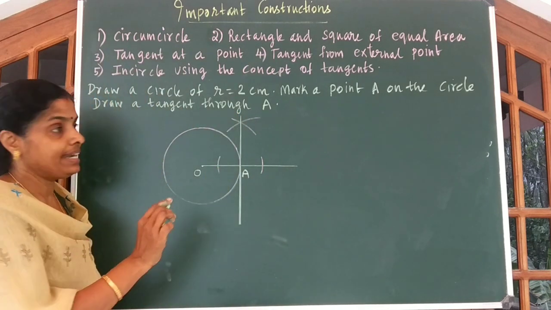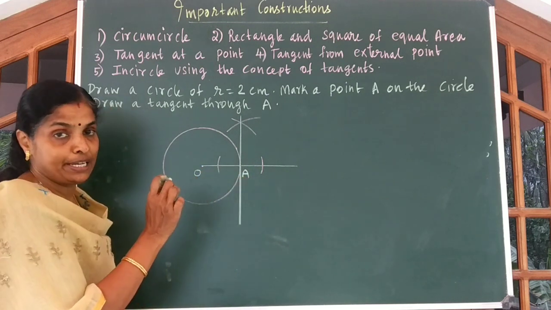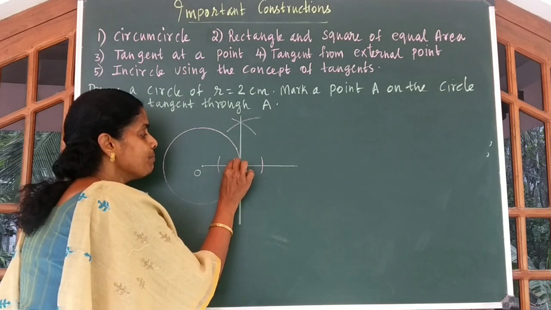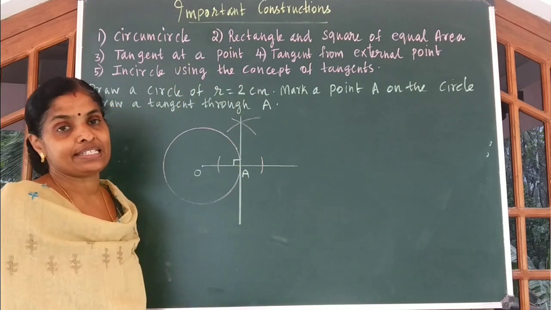So, children, you can understand this is a tangent. A tangent is always perpendicular to the radius. So, I can mark 90 degree over here. Okay, look at the fourth construction.